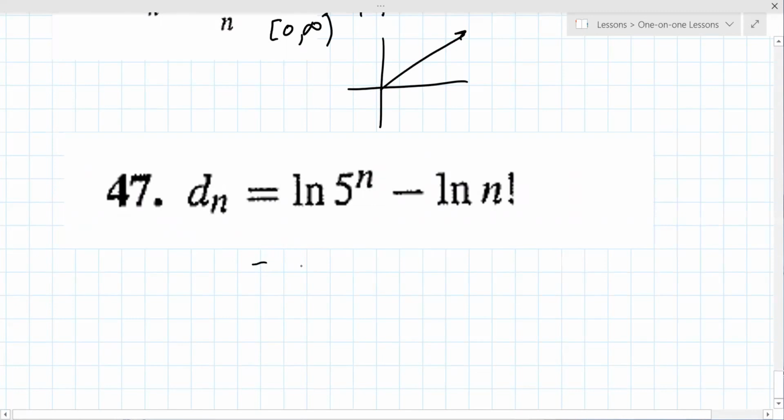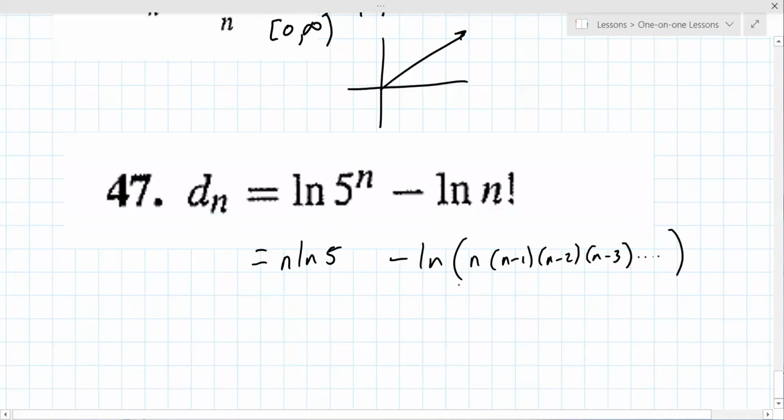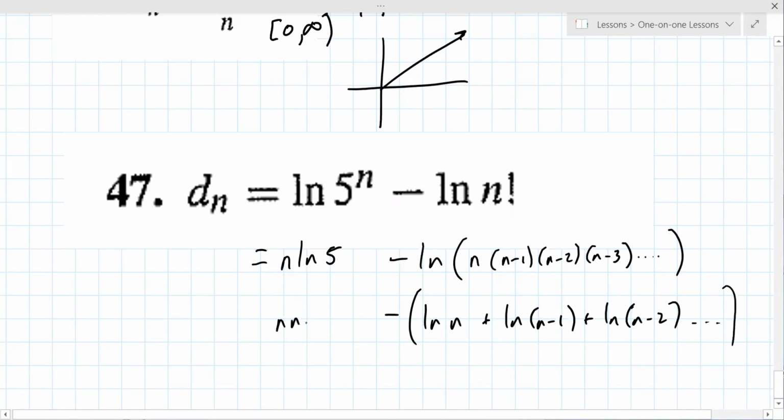So this one, you got to use some properties. This is n natural log of 5, and then minus natural log n factorial. n factorial is n times n minus 1 times n minus 2 times n minus 3, and so on. And we need that because we're going to have to break this apart a little bit. So on the right here, this is natural log of n plus natural log n minus 1 plus natural log n minus 2, and so on. You're always subtracting that. And then this is n natural log of 5.